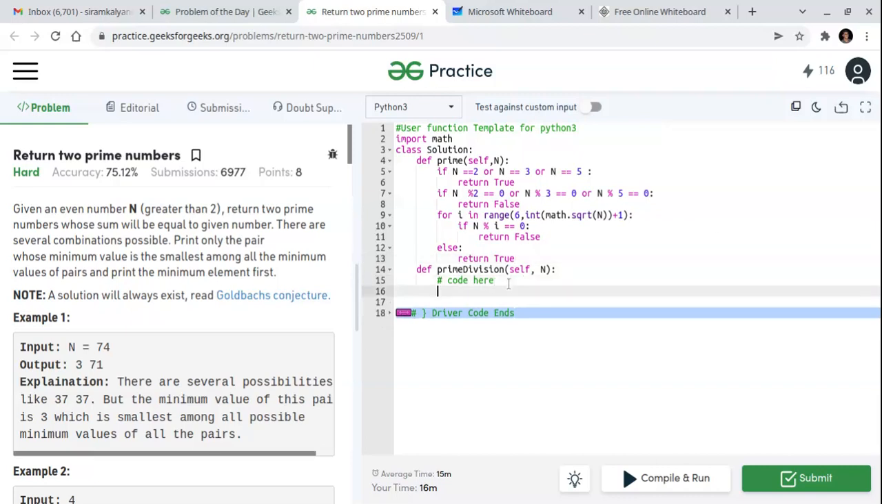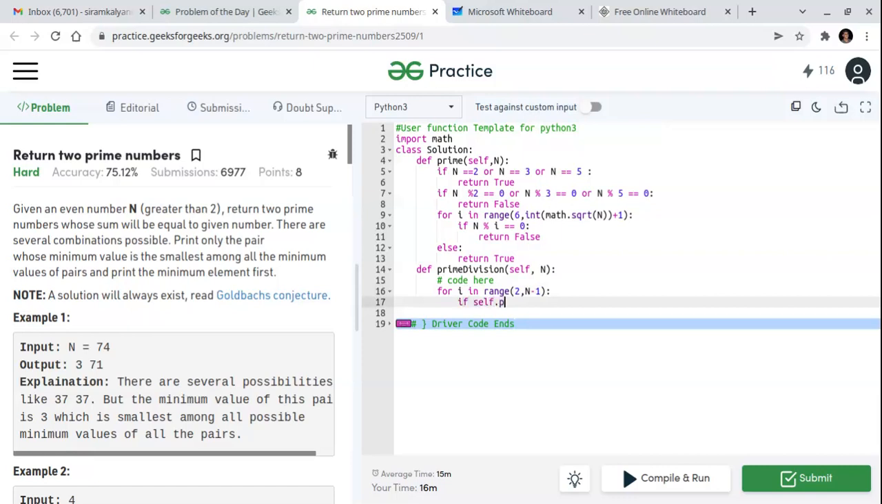So we need to write code to iterate over the numbers from 2 to n minus 2. For i in range of 2 comma n minus 2 plus 1. Because in the range, it will not include n minus 2 if we don't add the plus 1, which is equal to n minus 1.